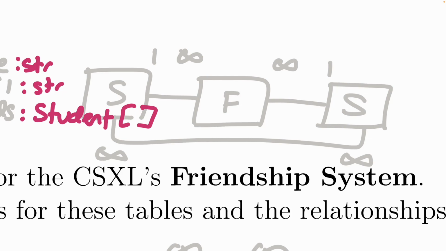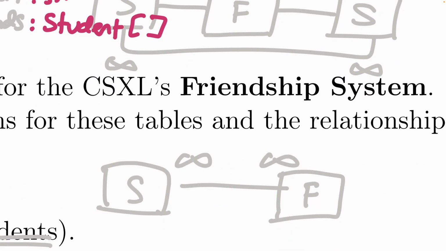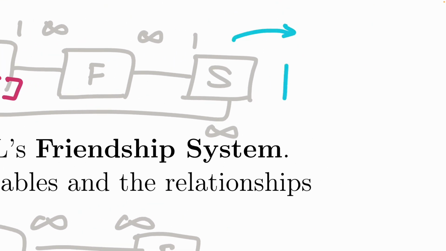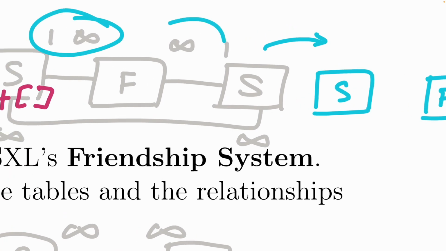Now, of course, it's weird here because both of these are the same table, right? They're both students. And so we essentially collapse this down into having student and friendship. And then notice how we have a one-to-many and a one-to-many relationship.